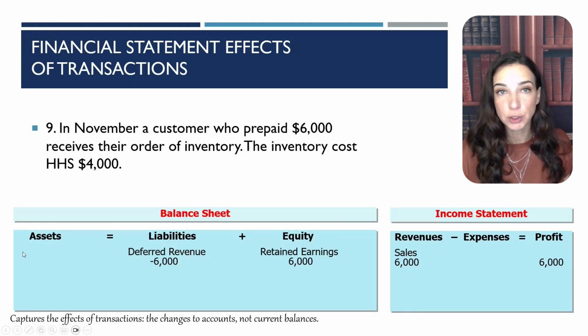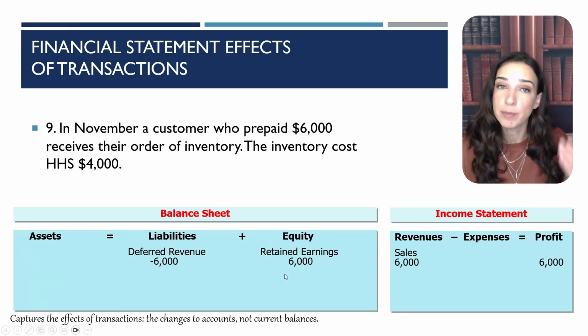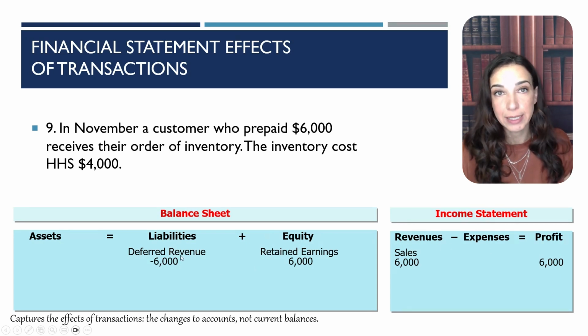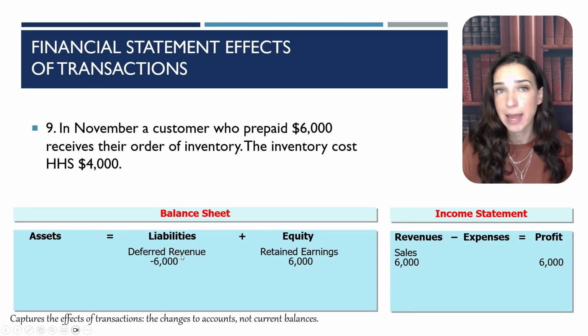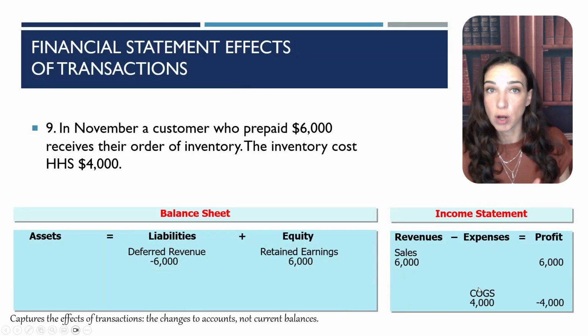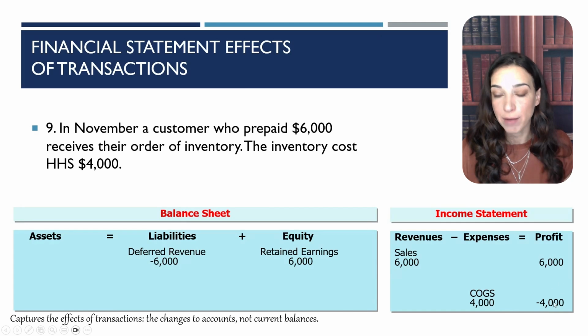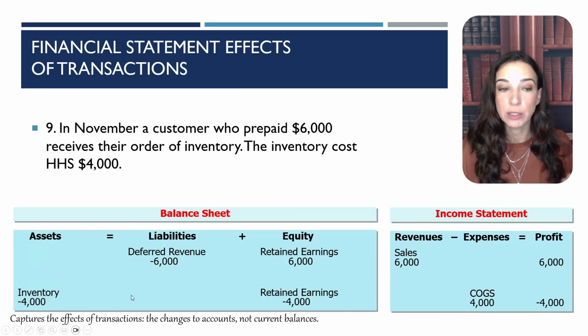So we have no changes to the assets. Is our balance sheet still in balance? Absolutely, because we have the equity account retained earnings going up due to the recognition of sales. We have the liability account deferred revenue going down. Everything is in balance. What about the inventory part? We have now delivered inventory that originally cost the company $4,000. So our cost of goods sold is going to be correspondingly $4,000. Profit goes down, retained earnings goes down, and inventory goes down as well.